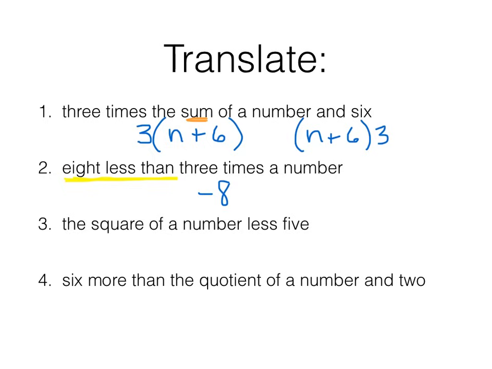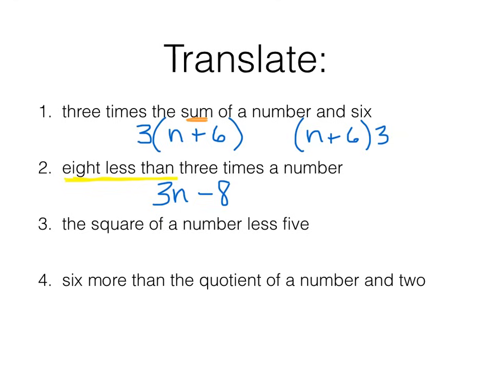8 less than 3 times a number. And that we've learned is 3n. Not 3.n, not 3 parentheses n, not 3xn. 3xn sounds like a Star Wars droid. 3n minus 8.